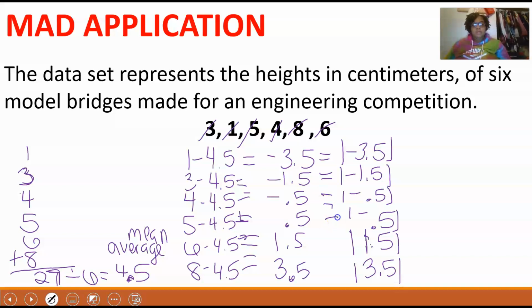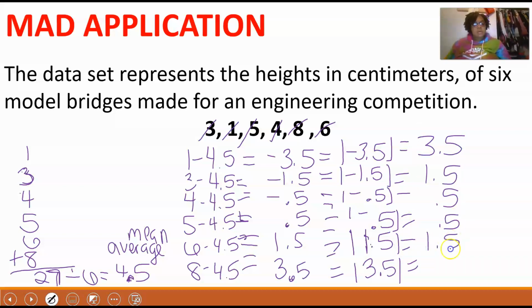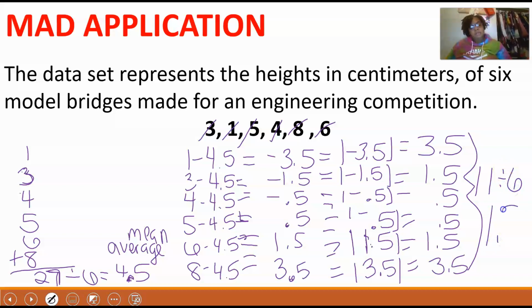Once you find the absolute value for each of those, you add them all up. You should get 11. You divide that by the amount of numbers, and your MAD should be 1.86 repeating. And there you go.